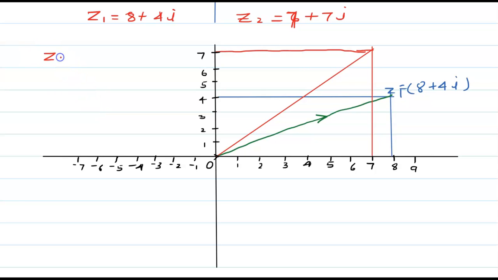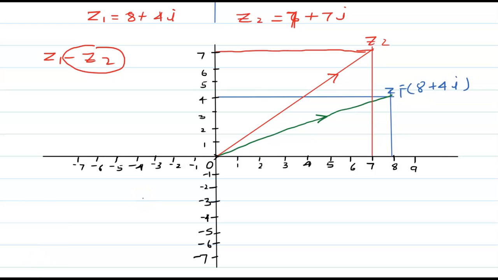Now we need to find z1 minus z2. So how are we going to find z1 minus z2? With z2, if you see here, there is a negative sign. So it means you need to reverse the direction of z2, then it will come in this section. So what will be the coordinates here? First, second, third, and it is coming in the third quadrant.